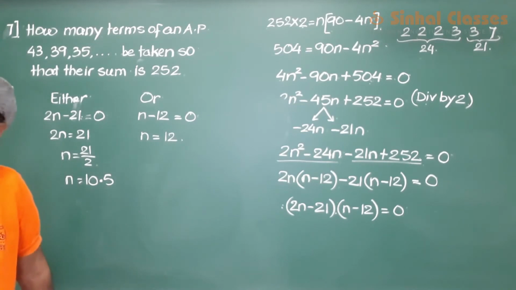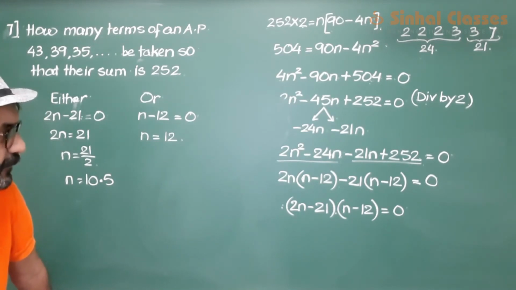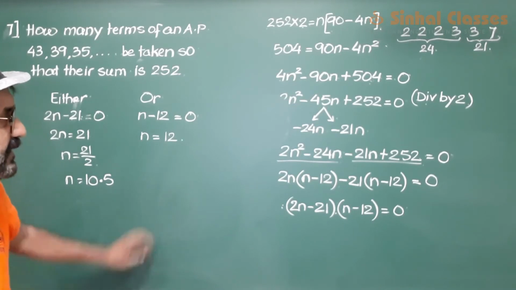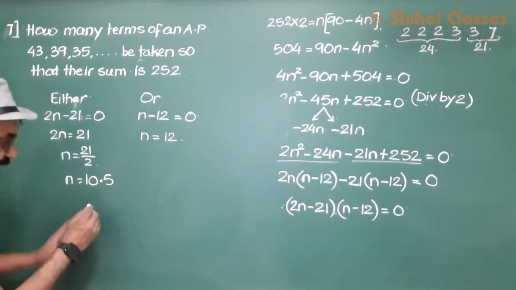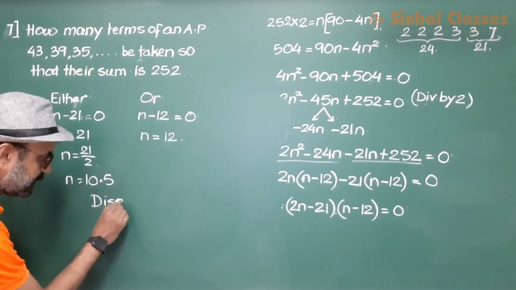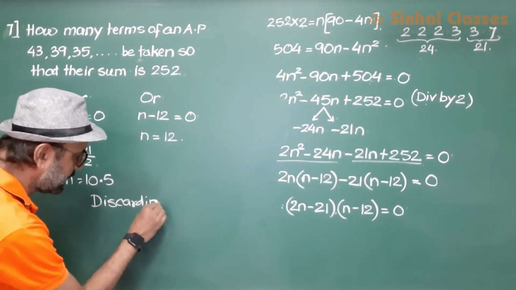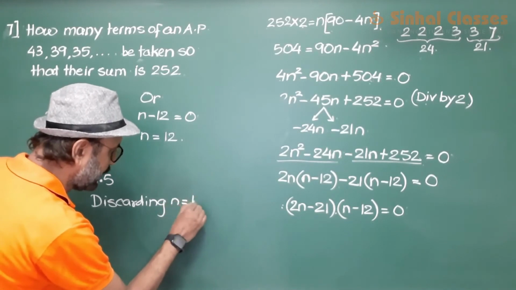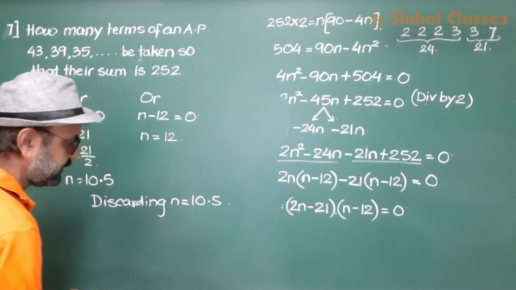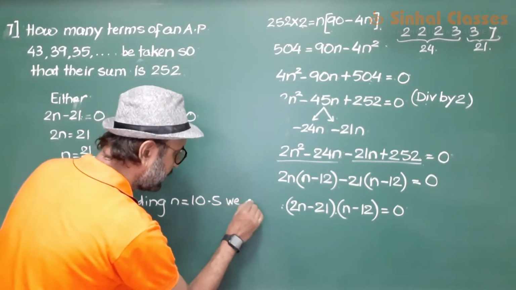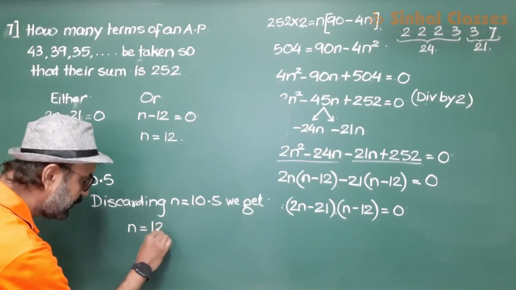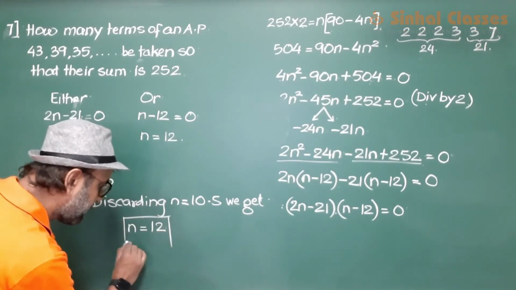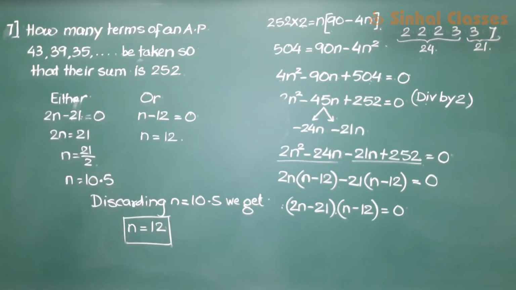Now we were trying to find out the number of terms. But your number of terms has to be a natural number. Out of these two, 12 is a natural number, 10.5 is not. So we will write, discarding n is equal to 10.5, we get n is equal to 12. This is our answer.